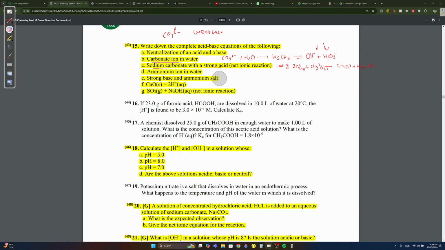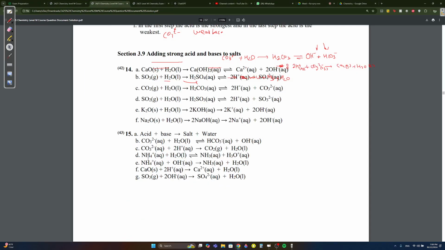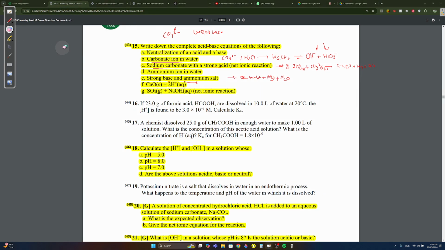Or actually, no. I'm not going to even tell you this. Remember when we had base plus ammonium salt? What do you get? You get salt plus NH3 gas plus water, right? If they ask for net ionic, this would be the normal equation, but the net ionic would always take the OH minus from the base and the NH4 plus from the ammonium salt to get ammonia gas and water.